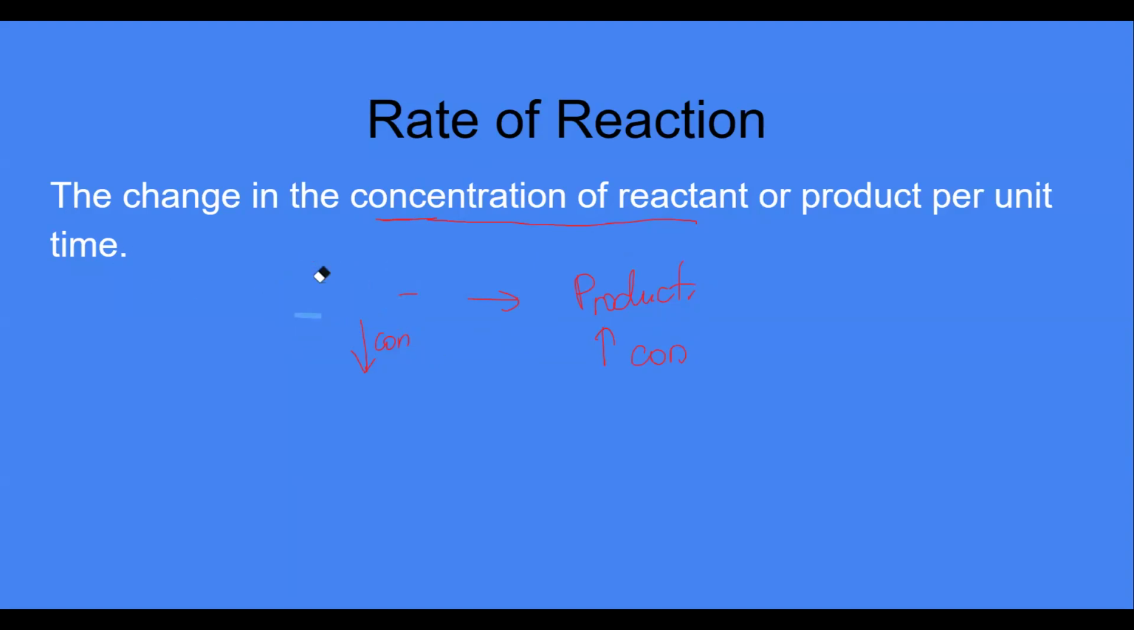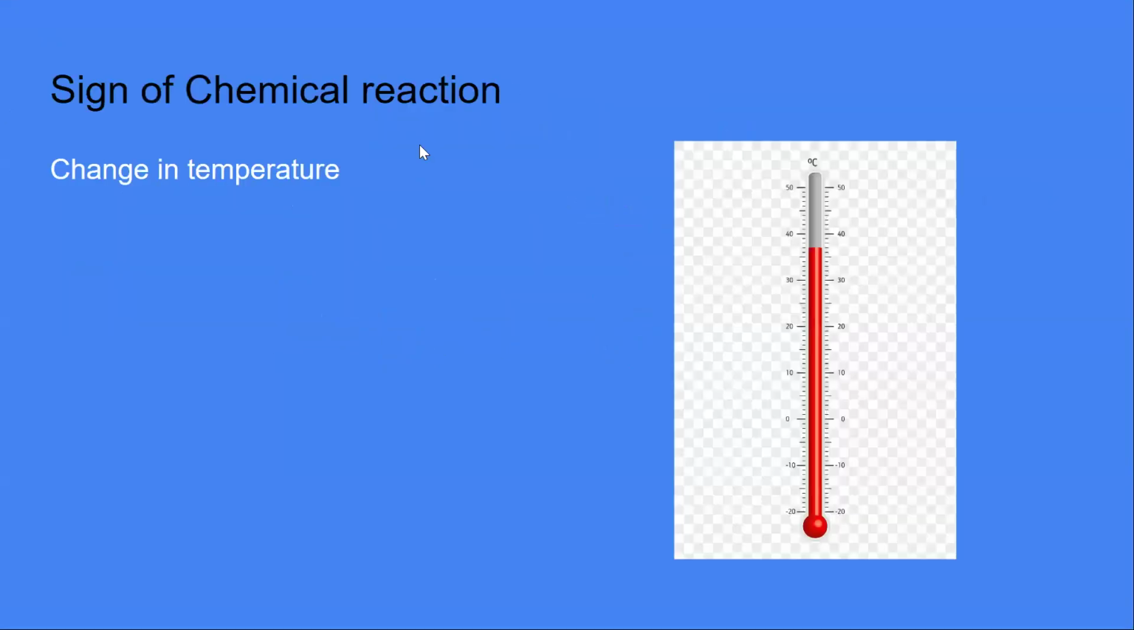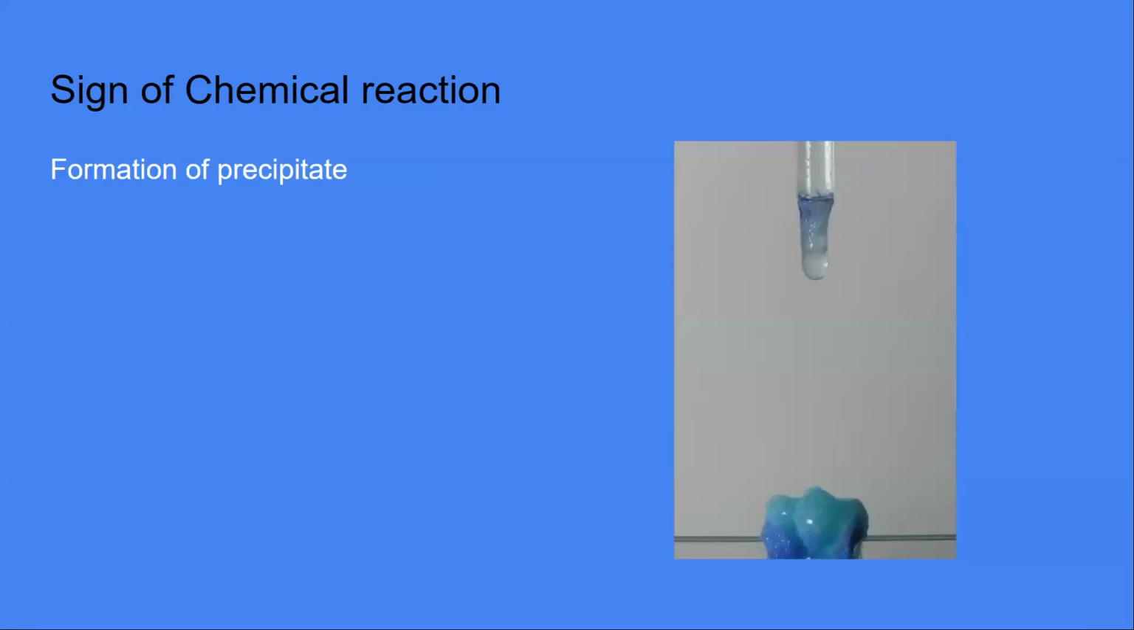Now, we know reactions occur because there are various signs that we see in a reaction, right? Signs that tell us that a reaction is occurring are going to be a change in temperature. We spoke about this when we did endothermic and exothermic reactions. For some reactions, we can have an increasing temperature, and for other reactions, a decrease in temperature. Now, we also have formation of precipitate.